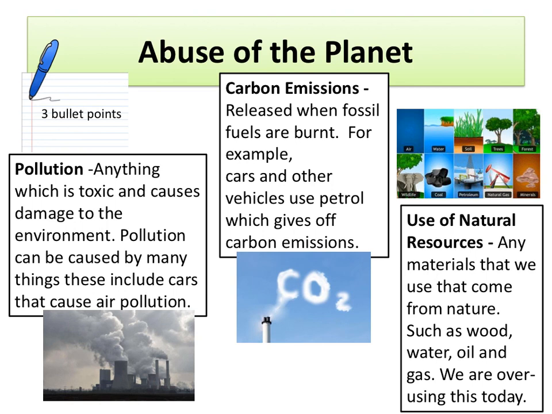The final thing that we need to think about in terms of abuse of the planet is the use of natural resources. People use natural resources all the time, and any materials that we use that come from nature are classed as natural resources. These could be wood, water, oil and gas, and we are overusing these resources. This is particularly problematic with non-renewable resources. Things like coal and oil are not things that are going to be replaced easily. They take millions of years to form. And therefore, if we keep on overusing them, we will run out of them and not be able to maintain the lifestyle that we've got.